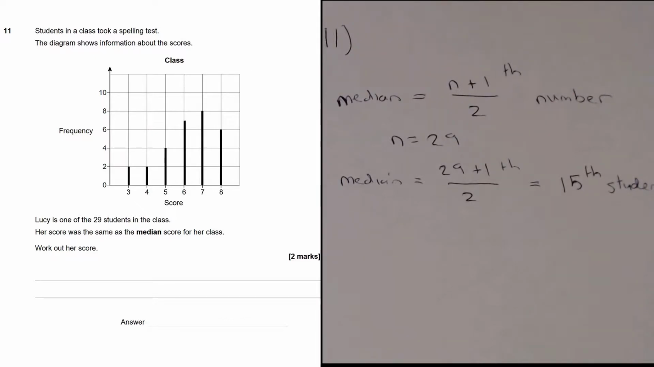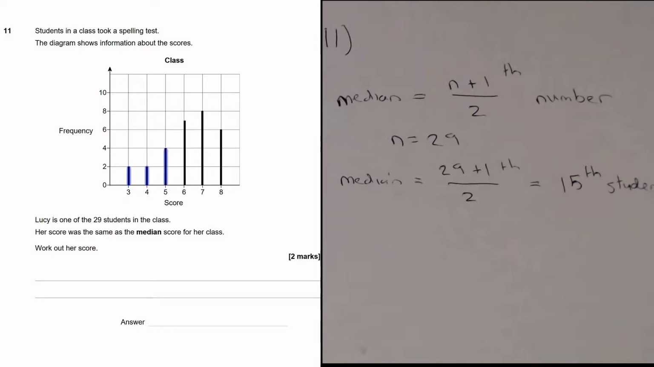So what we need to do is count the frequencies starting at a score of 3 and going all the way up until the total frequency is 15. So we're essentially looking for the bar in that chart that contains the 15th number. So let's start with a score of 3. Well, 2 people got that. When we go to a score of 4, another 2 people got that. So that's 2 plus 2, which is 4.